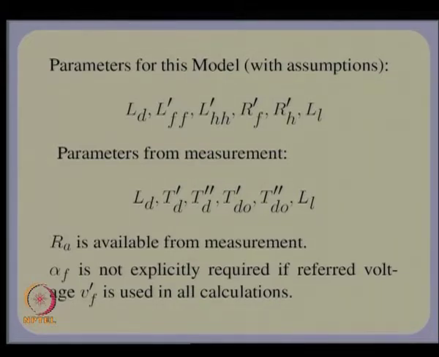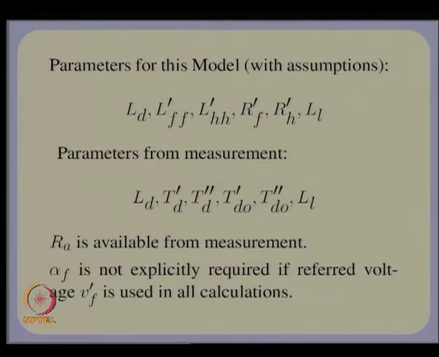Now, alpha f is the turns ratio, but when we write down this model we will not require alpha f at all, provided Vf dash, the referred voltage, is used in all the calculations. Although I have introduced this concept of the turns ratio alpha f, it is not required in any of the calculations, provided in all my studies I use Vf dash, the referred voltage. I will never specify what the field voltage is, but I will always specify Vf dash, which is the referred voltage.